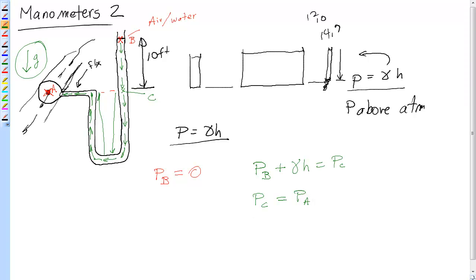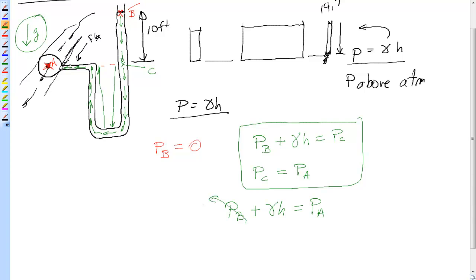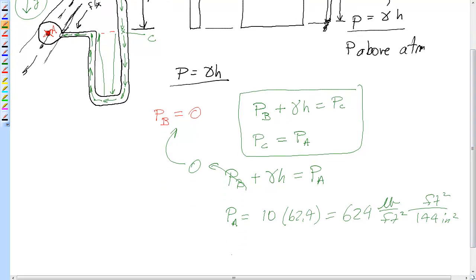So if that's the case, I have essentially these two equations. Pressure B plus gamma H is equal to pressure A. Now I can just say, well, pressure B, we already determined was 0, so my pressure at point A is 10 foot times 62.4, or 624 pounds per square foot if I happen to want to change. I can change it to PSI and get an answer out of it.